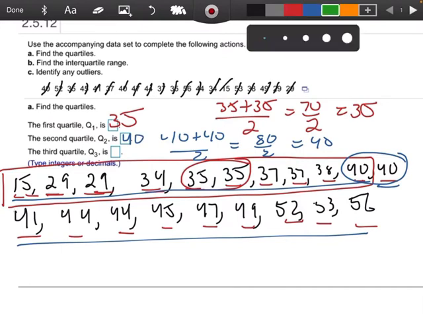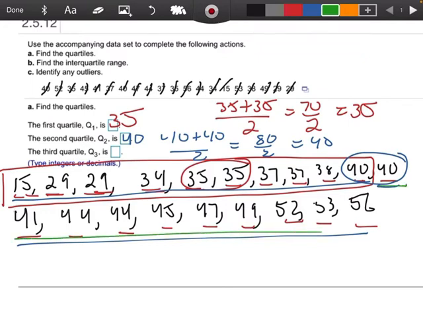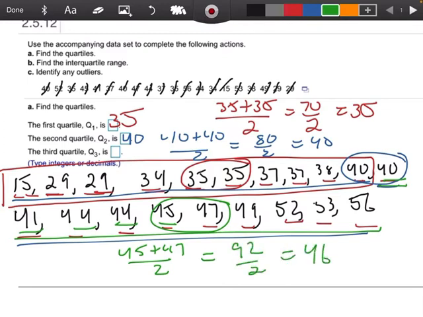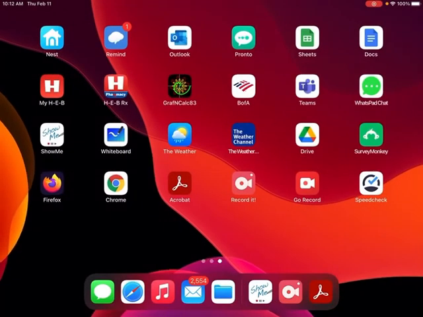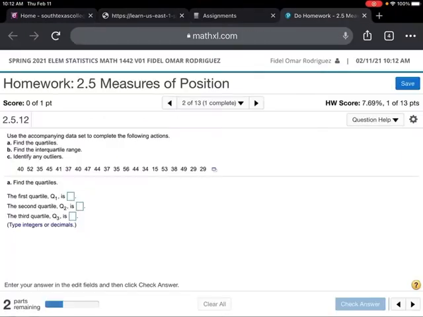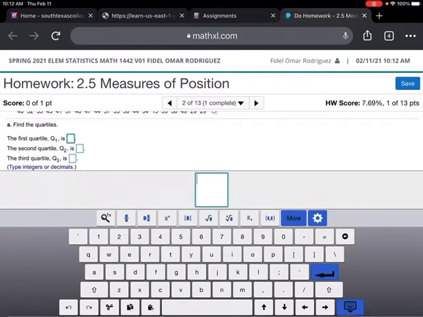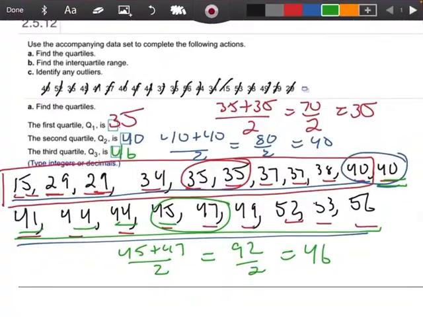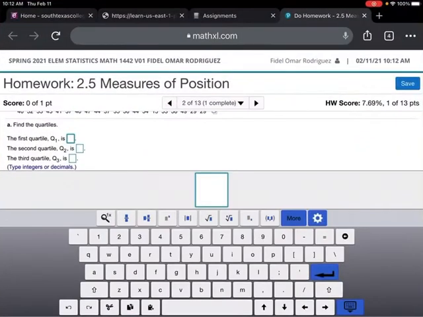Now, my third quartile, Q3, says let's take a look at the last 10 numbers. We're going to go 1, 2, 3, 4, 5, and find the average of these two. So 45 plus 47 divided by 2, that's 92 divided by 2, which gives me 46. So my Q3 will be 46, okay? Let me come over here. I already forgot what my numbers were: 35, 40, and 46.